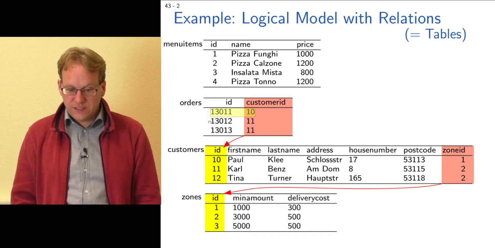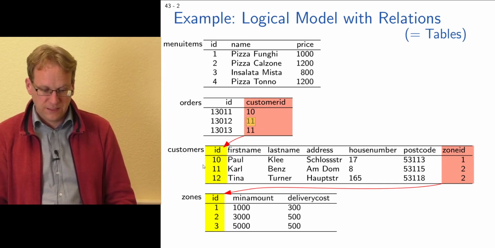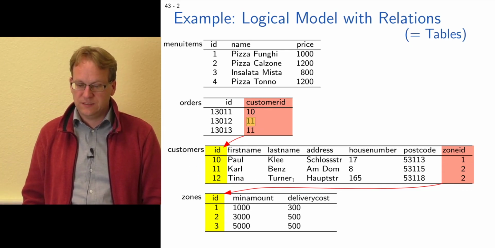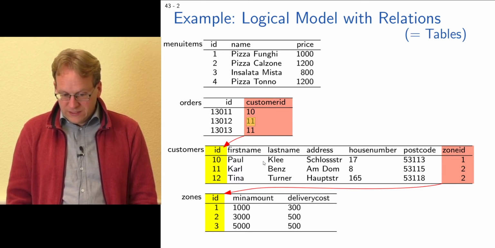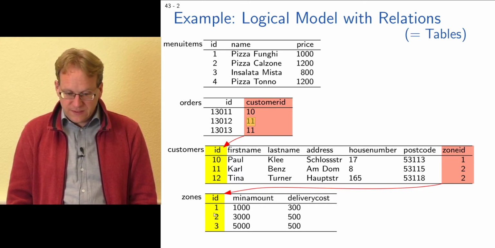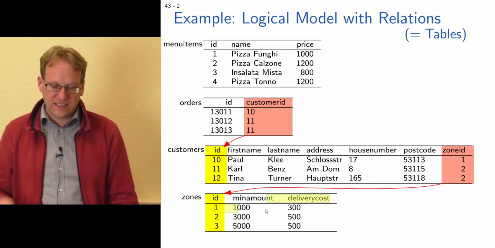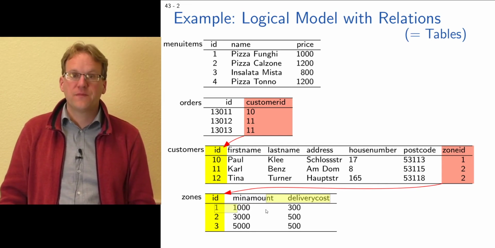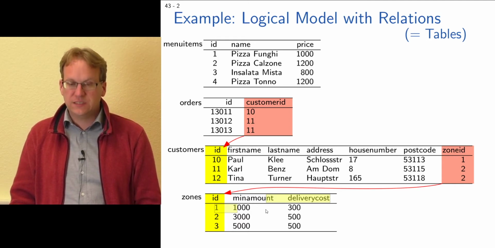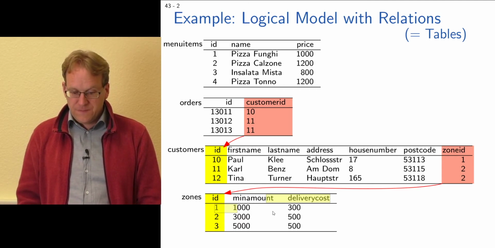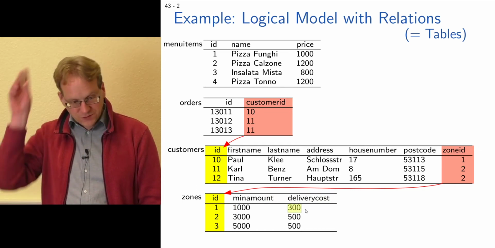You see that order 13012 was made by customer number 11, namely by Carl Benz, and so on. You see that Paul Klee lives in the zone with ID 1, and thereby you also have the information that for that customer, whenever he makes an order, a minimum amount of 10 euros needs to be ordered, and the delivery cost of 3 euros is charged. So that works nicely.